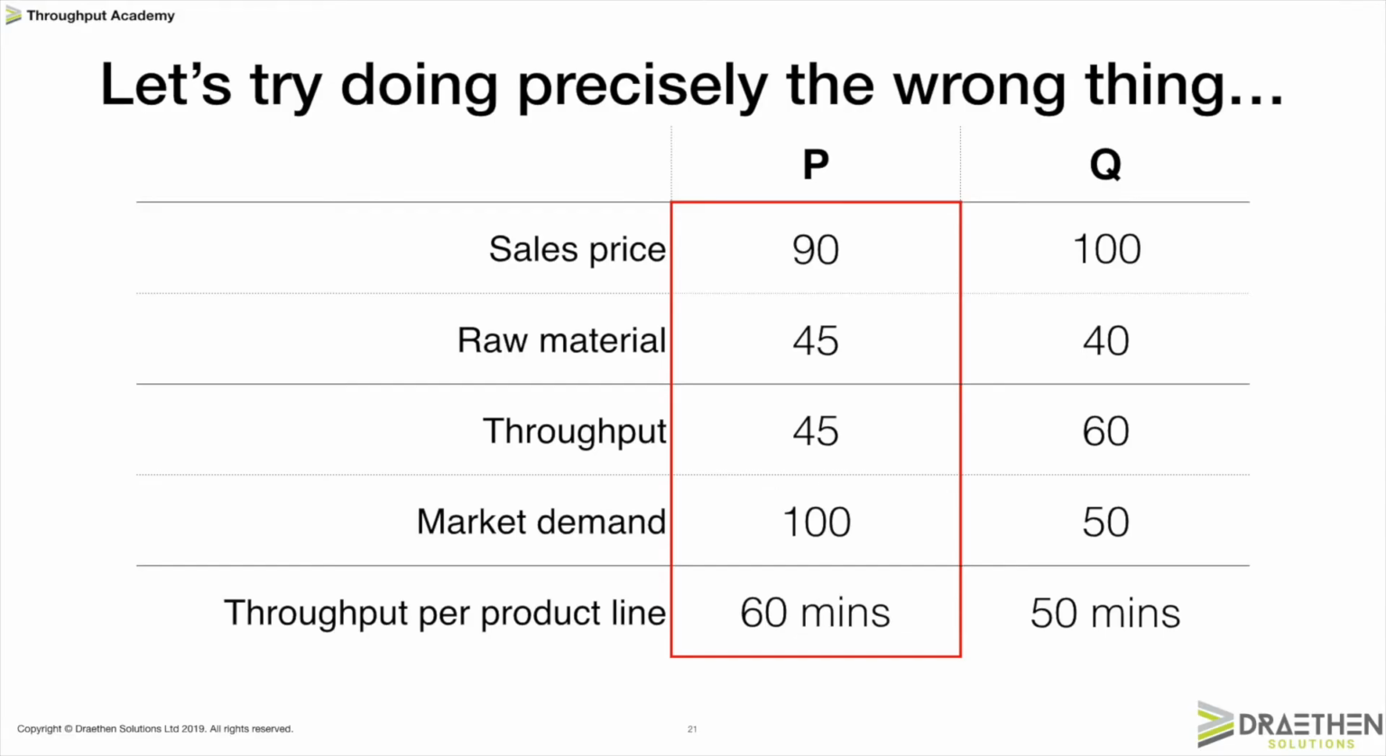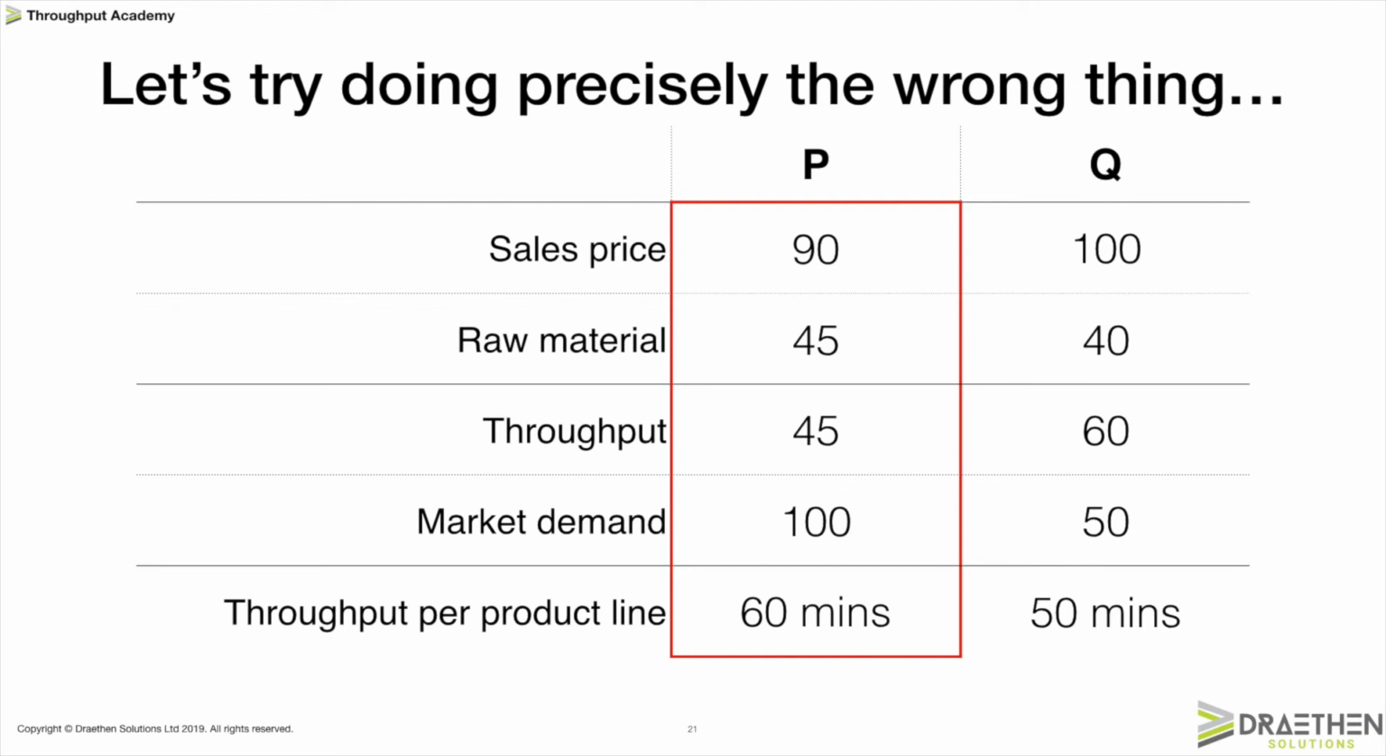Okay, so let's try again. In the previous attempt, we followed the textbook approach. We went for the product that had the highest selling price, the lowest raw material cost, the highest throughput per unit, and the least direct labour required. This is exactly what the conventional cost accounting approach would advocate, but we made a loss at the end of the week, which is not good.